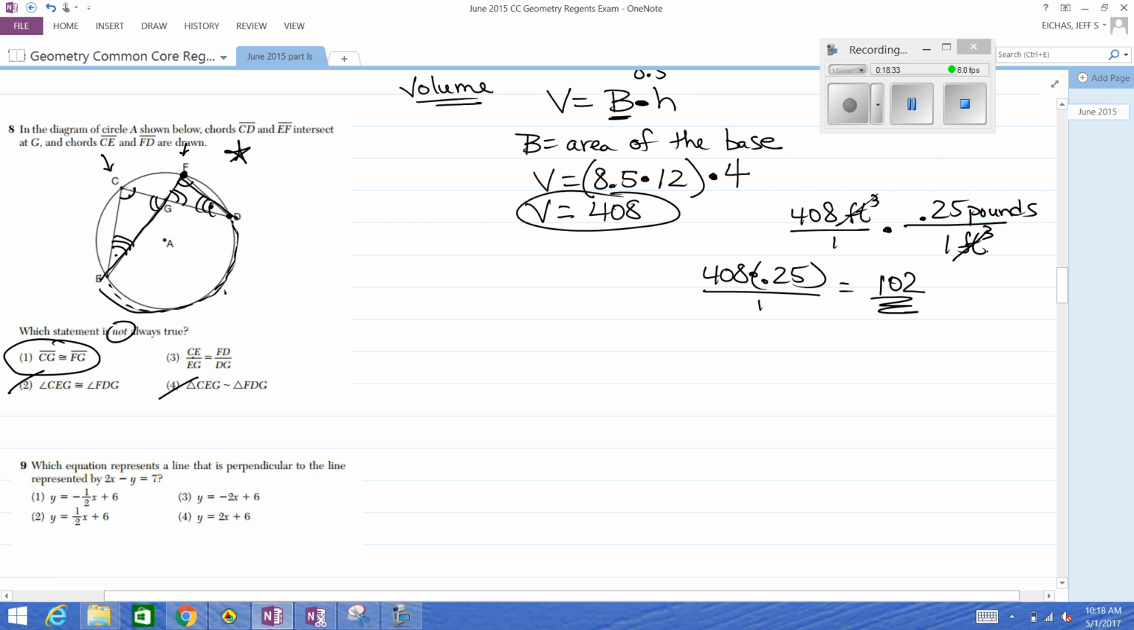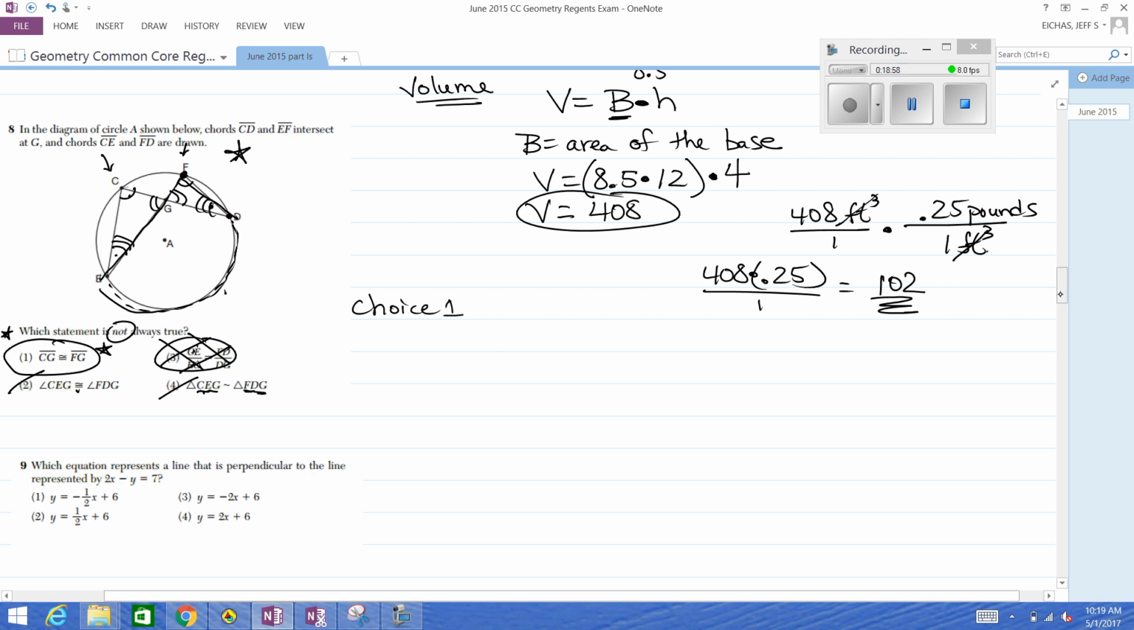One last check. Let's see. Proportional, so CE to EG, FD to FG. Yes, those are, whoops, that's true. So corresponding sides are proportional. These are always true. This one may or may not be. So that's our answer. Choice 1.